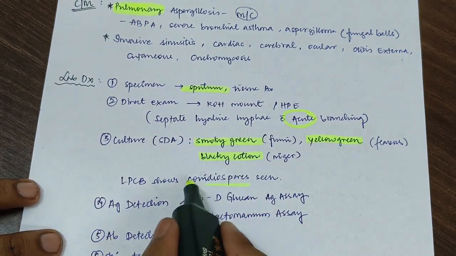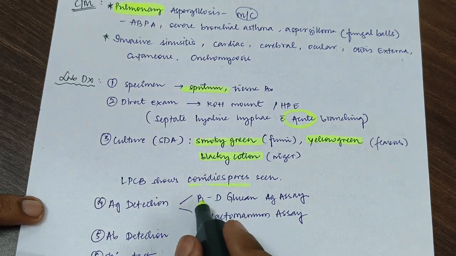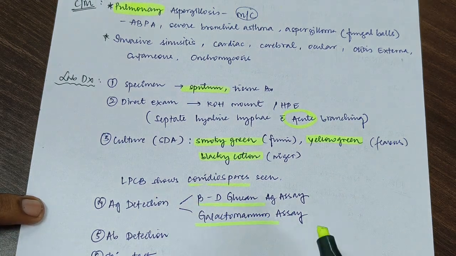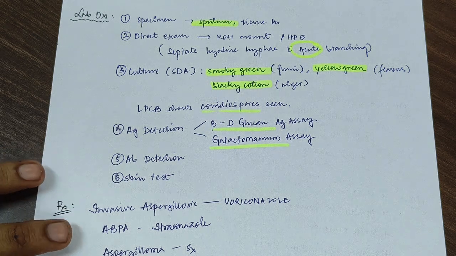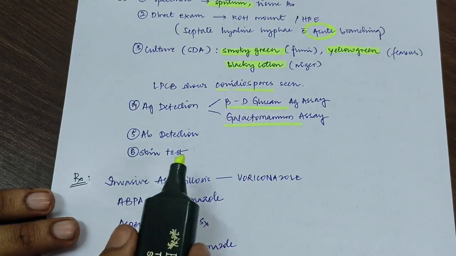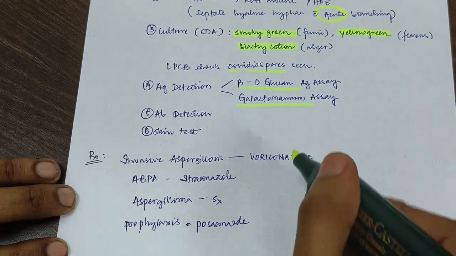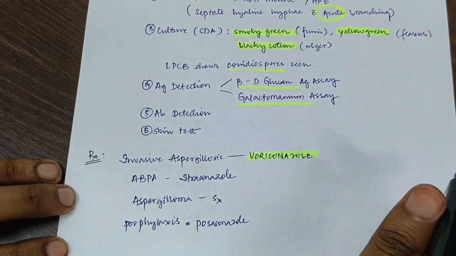LPCB will show conidiospores. Antigen detection, here you are going to detect what? Beta D glucan and galactomannan, which are very specific for this particular aspergillosis. Then antibody detection, skin tests to detect the hypersensitivity. Treatment for invasive aspergillosis is voriconazole, whereas for all it is amphotericin B.